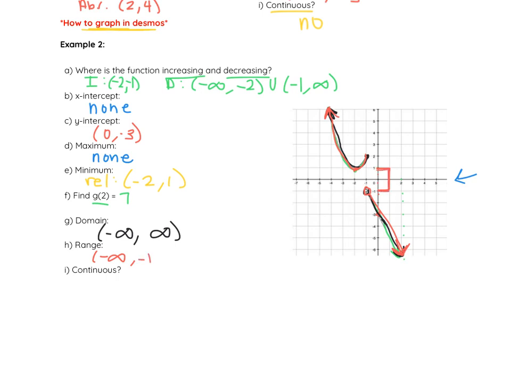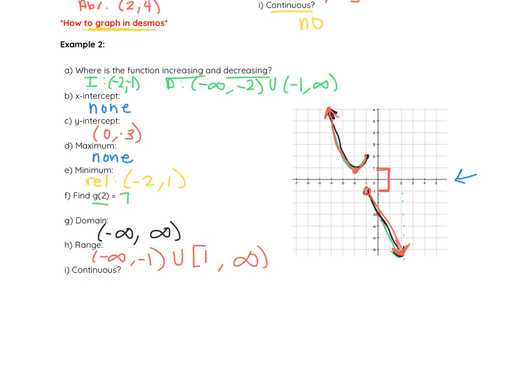And so we would say the range exists from negative infinity to negative 1. Negative 1 is not included because it's an open circle. I'm going to say union. Now positive 1 is included because there's a closed circle there. And then it goes up forever all the way to infinity.